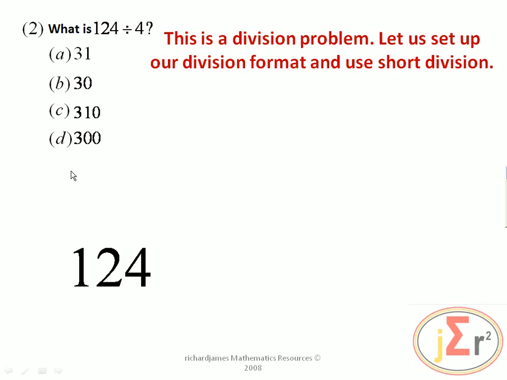So we have 124 to be divided by 4. So we'll take that 124 that we have there, and that is how we show that we are dividing. And we are dividing by 4. And in a division problem, the number that we are dividing by is called the divisor, and the number that we are dividing into is called the dividend.